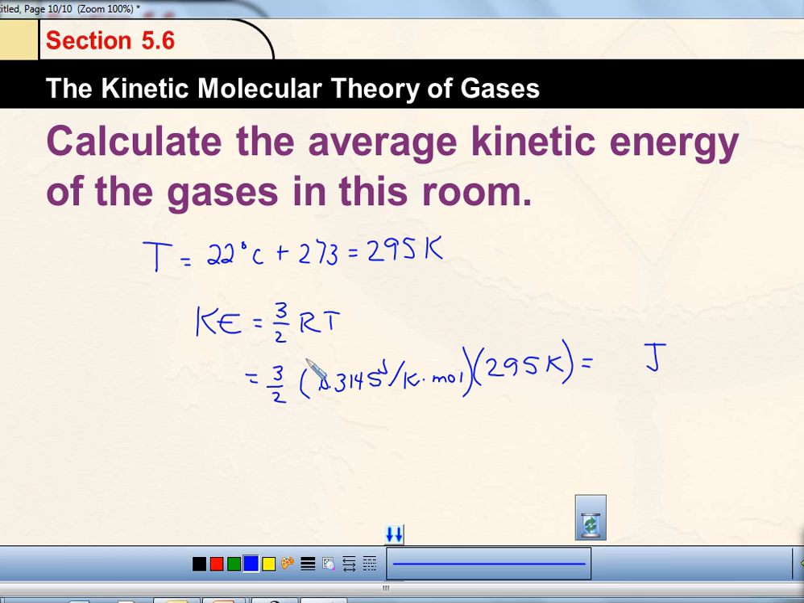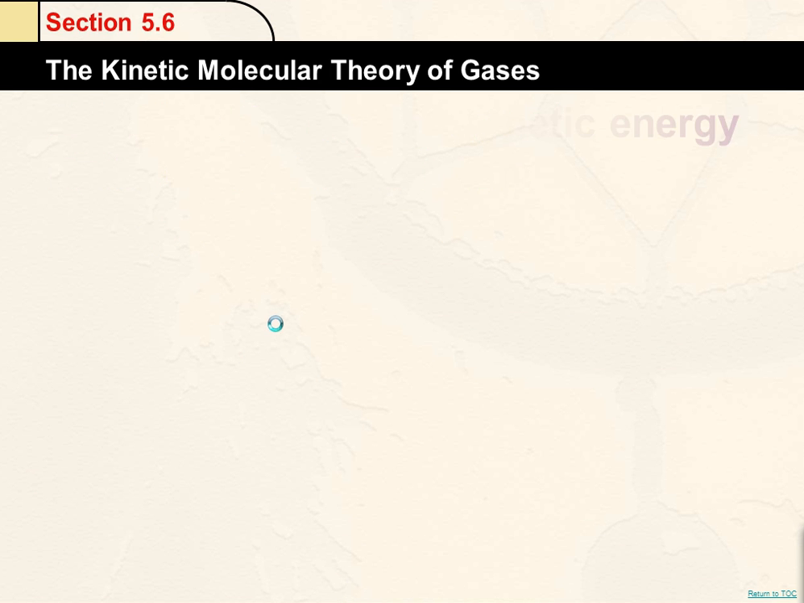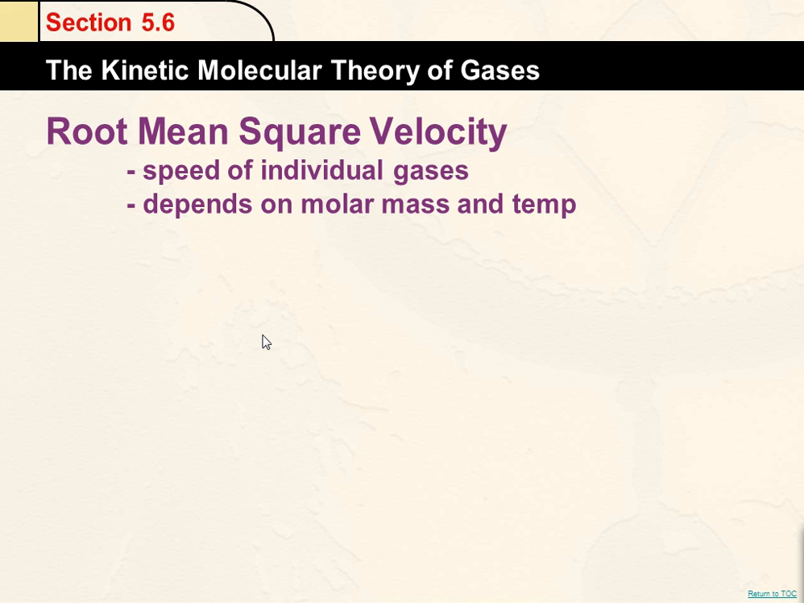All molecules, no matter what their size, are going to have a certain amount of kinetic energy based on their temperature. It does not matter their size. The actual velocity that the molecules are going does depend on their size. That is the root mean square velocity, or the speed of each individual gas molecule. This does depend on the identity of the gas molecules, and therefore the molar mass. It also depends on the amount of energy the molecules have, and therefore the temperature.